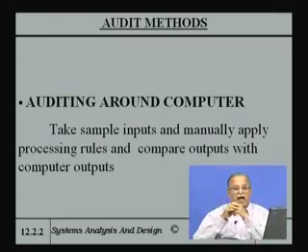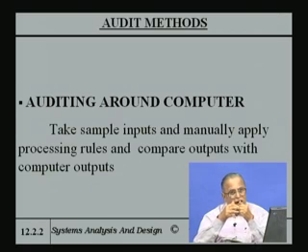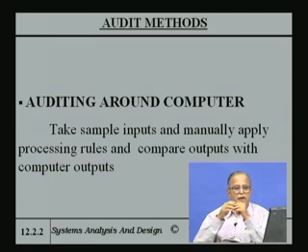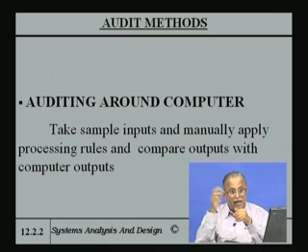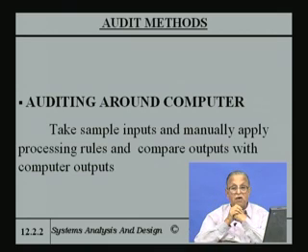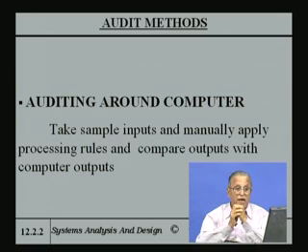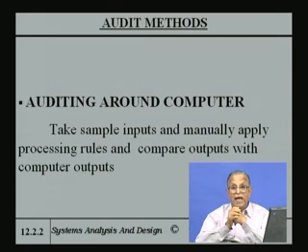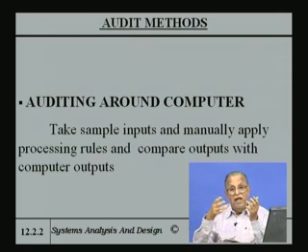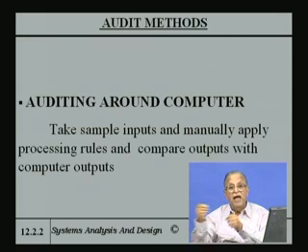One method is called auditing around the computer. In this case, he does not actually work with the computer per se, but he takes sample inputs from it, manually applies the processing rules and compares the results. He may take randomly some records, do the processing which is called for, and then compare with the machine's results and see if they match. In the case of exam processing of students, he may take randomly some students' marks in various subjects, add that up and keep it as a control, and when the thing is run, he can again look at it and see.